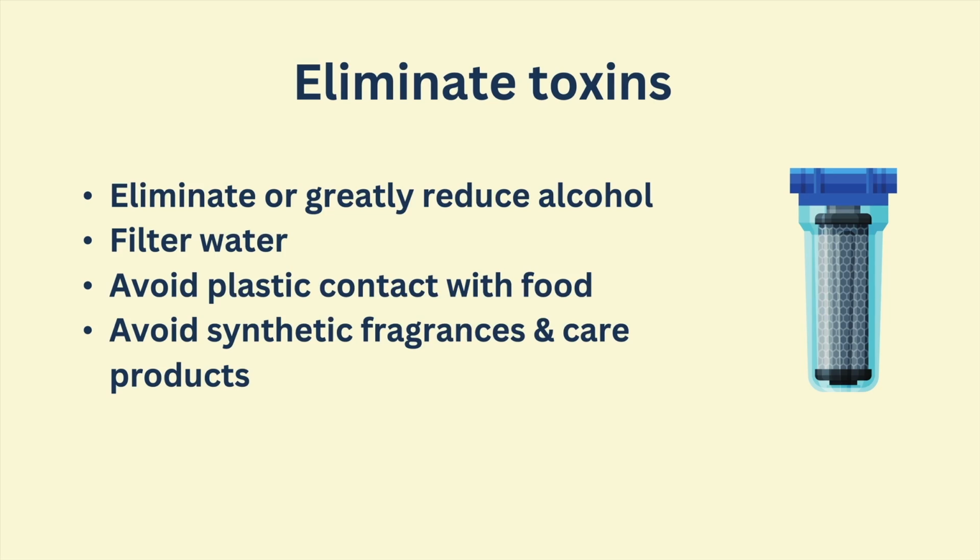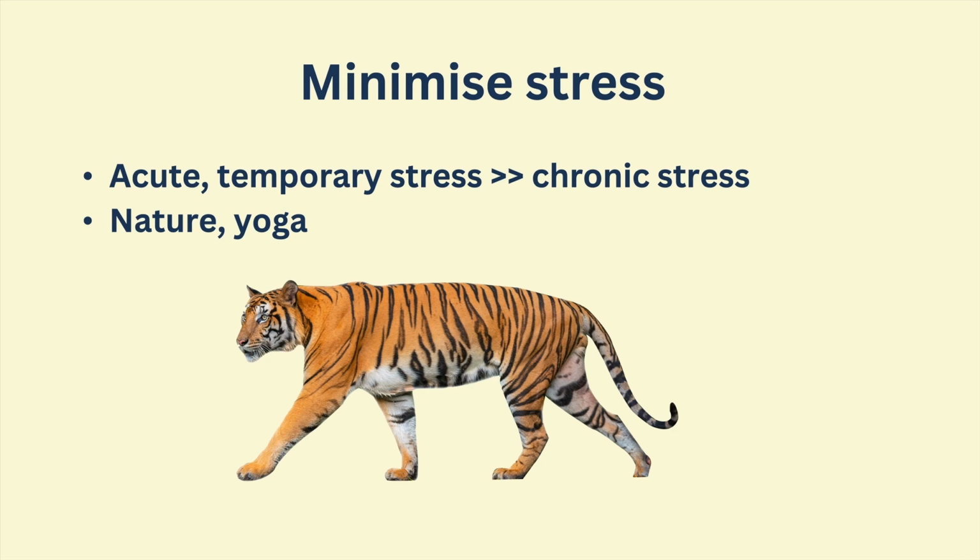Eliminate toxins, so greatly reduce alcohol, or eliminate it, because that is, again, driving your visceral fat accumulation. Use water filtration for endocrine disrupting chemicals, avoid plastic contact with foods, and avoid some synthetic fragrances and care products, because they contain endocrine disrupting chemicals that you might be fighting against in your effort to lose this visceral fat. And minimize stress. As we said, we want acute temporary stresses, not chronic stress.